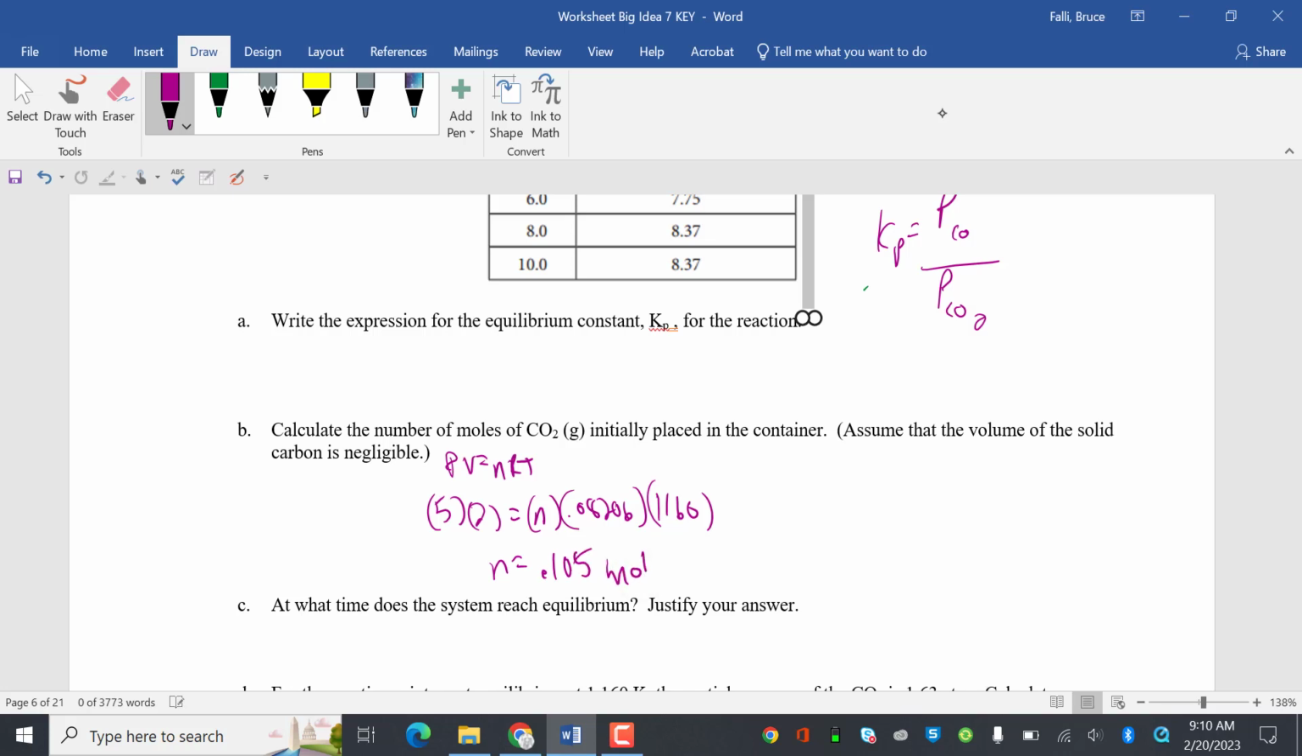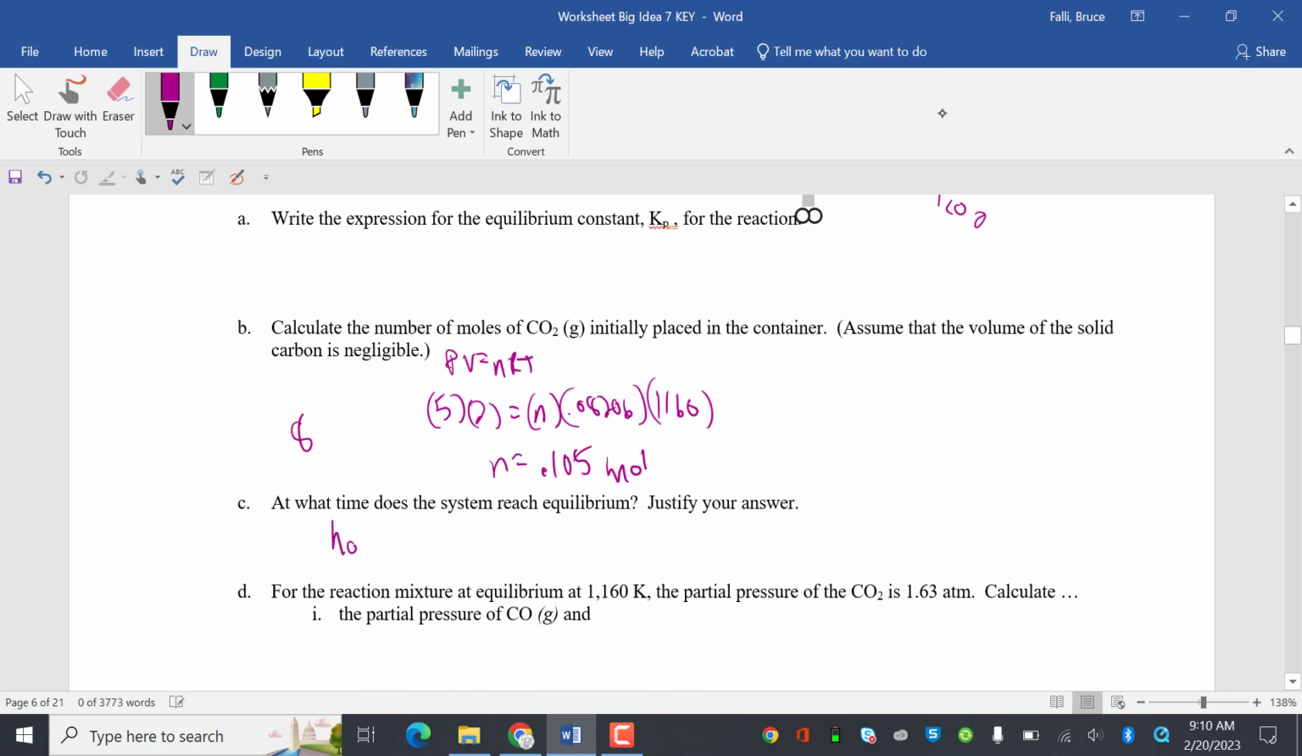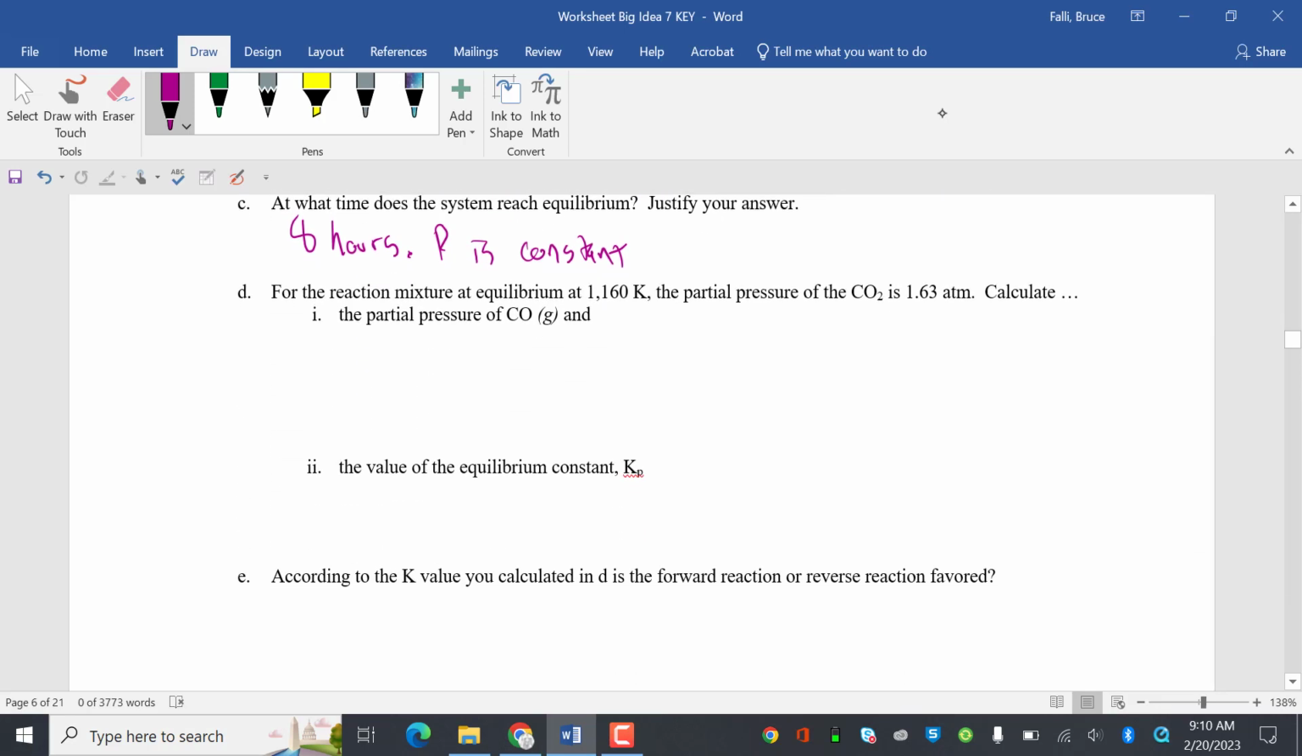Now, what time does the system reach equilibrium? 8 hours. Pressure is constant. For the reaction mixture at equilibrium at 1160, the partial pressure of CO2 is 1.63. Calculate the partial pressure of CO.